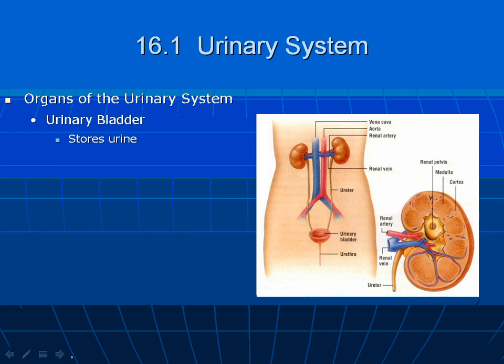All right, the next one we have is our urinary bladder. This is going to be the device that stores our urine. It has 3 openings, 2 coming from the ureters and then 1 opening into the urethra.